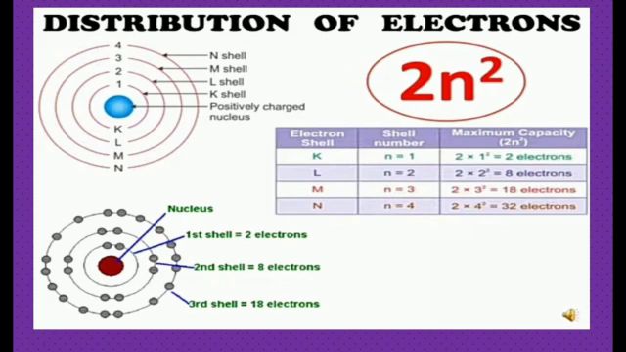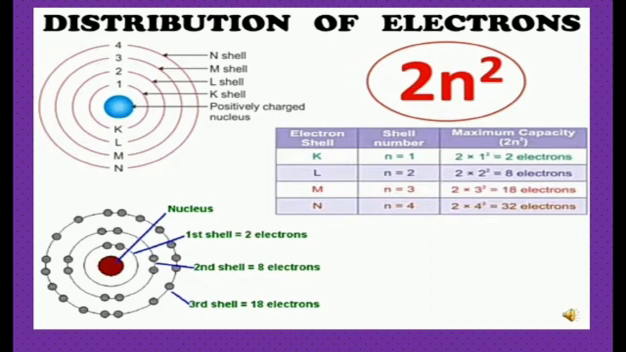Outside the nucleus you can see circles. They are called orbits or shells. The shell nearest to the nucleus is called the first shell. Can you see, children? Look at the diagram. The first shell you can see is also called the K shell.